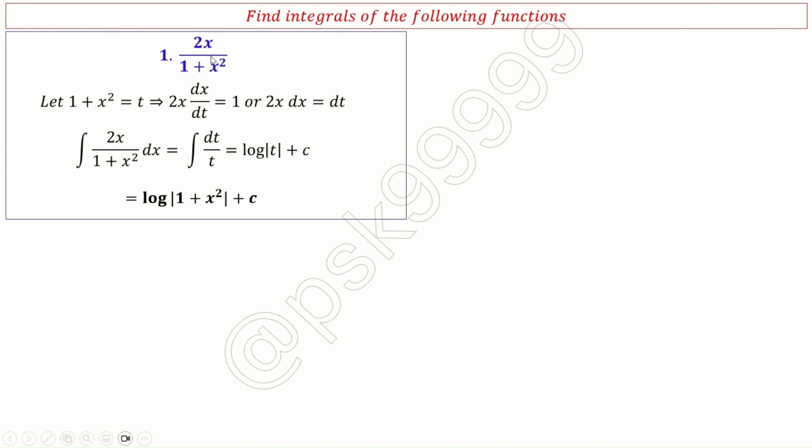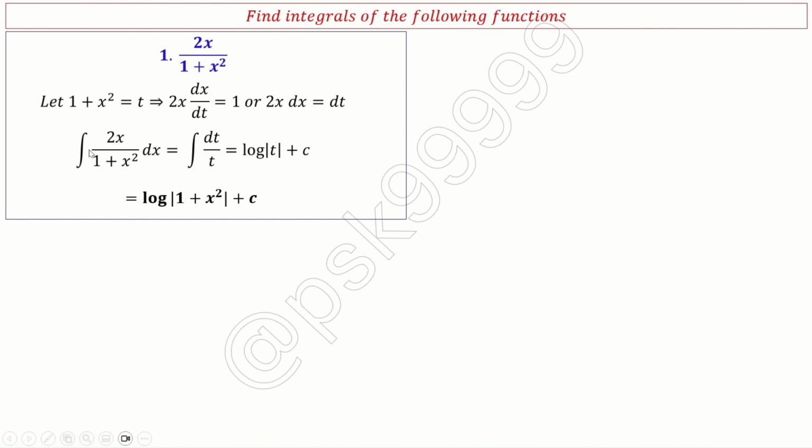Okay. First one, 2x by 1 plus x square. Very clear. If I differentiate x square, I get 2x. So either I can take x square as t, or, since a constant term doesn't make any difference in differentiation, I will take 1 plus x square equal to t, which means 2x dx by dt equal to 1, obviously. With respect to t, I am differentiating. That's why I get dt on the other side. So 2x dx equal to dt. Every time I will not write like this. I will just write 2x dx equal to dt. Now I will substitute.